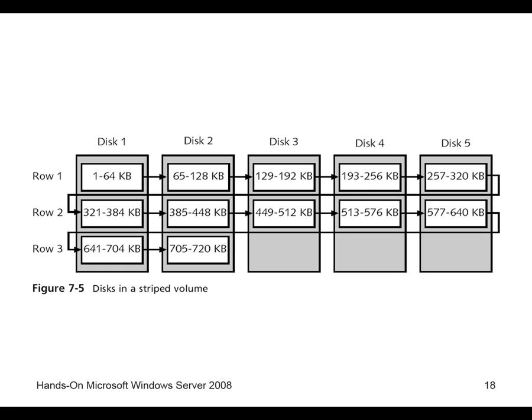So instead of having, what is that, 12 rows on that one disk, you've now put it over starting in the third row.